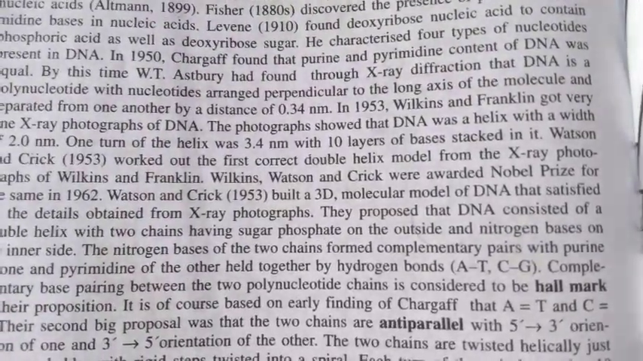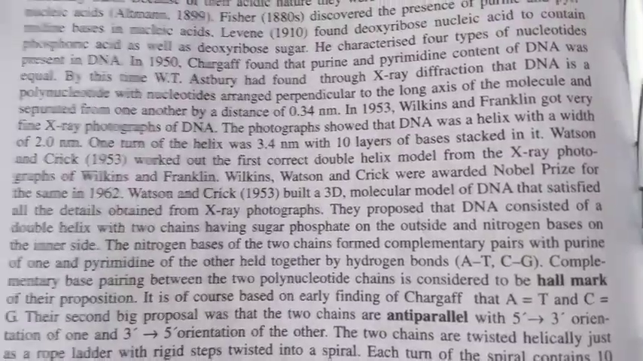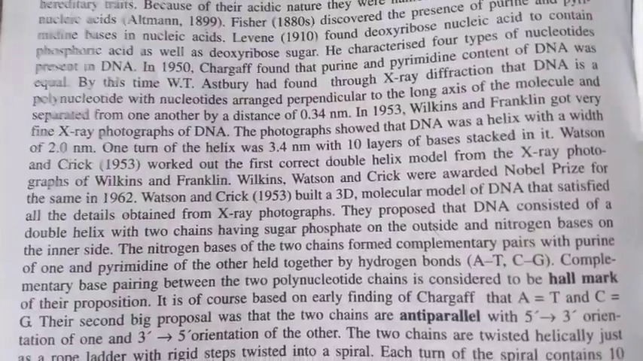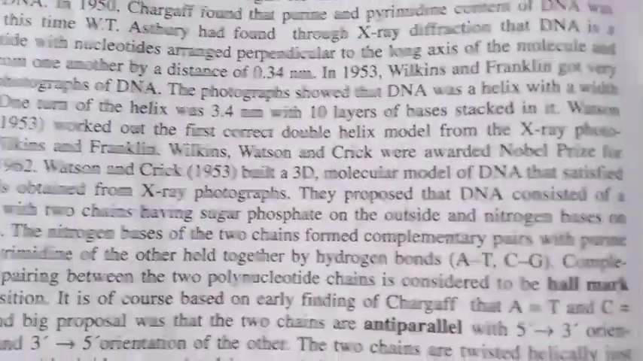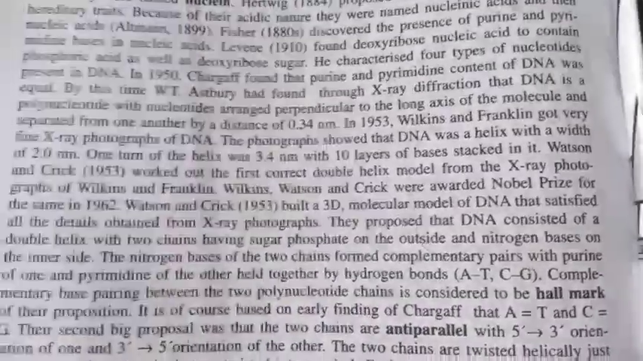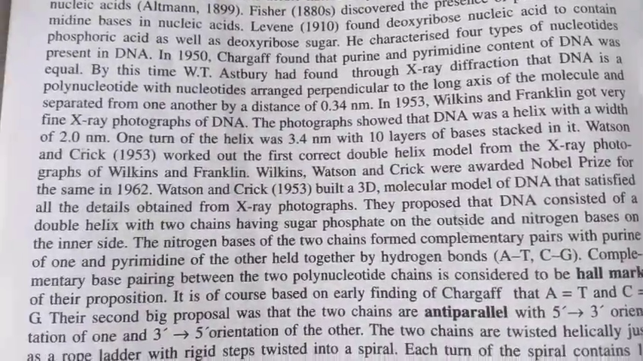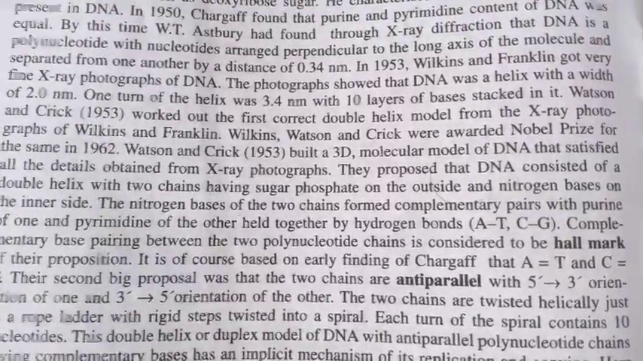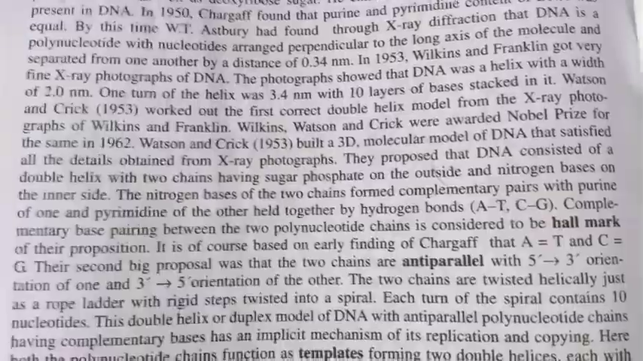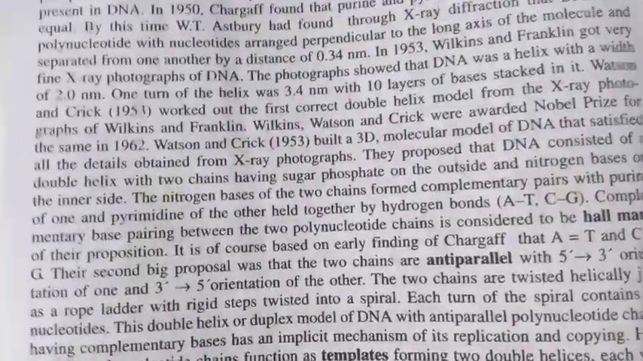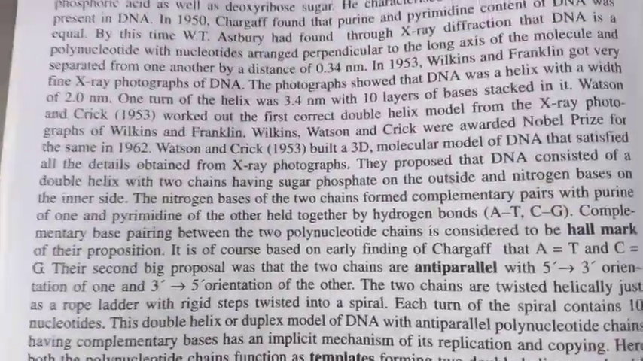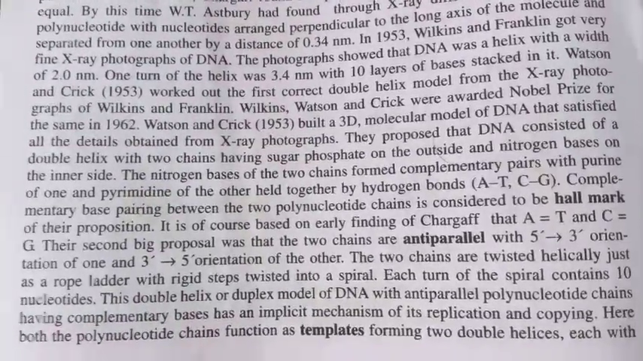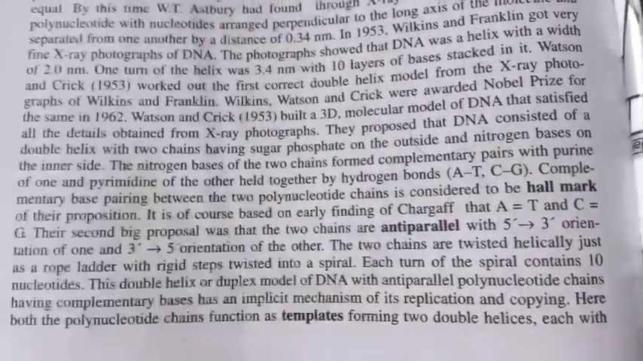Watson and Crick, 1953, built a three-dimensional molecular model of DNA that satisfied all the details obtained from X-ray photographs. They proposed that DNA consisted of a double helix with two chains having sugar phosphates on the outside and nitrogen bases on the inner side. The nitrogen bases of the two chains formed complementary pairs with purines of one and the pyrimidine of the other held together by hydrogen bonds.